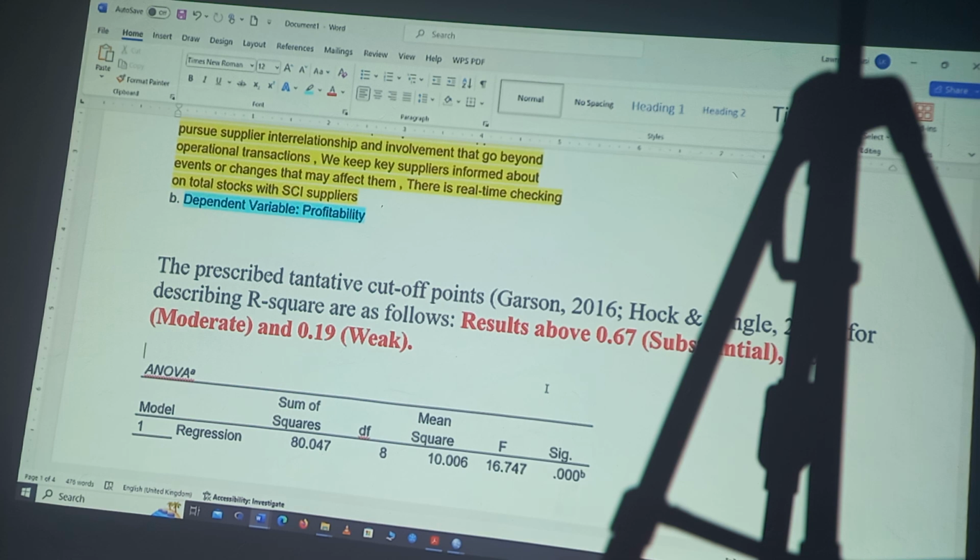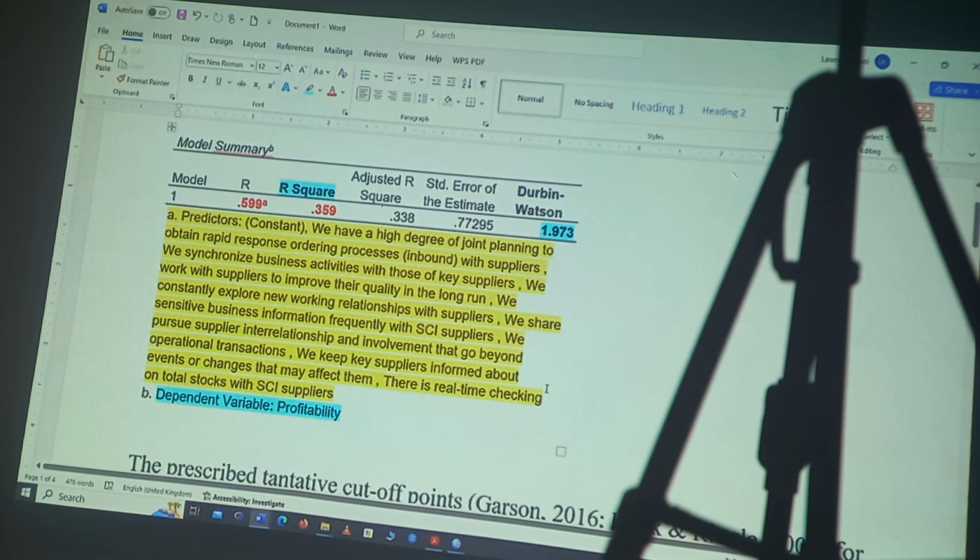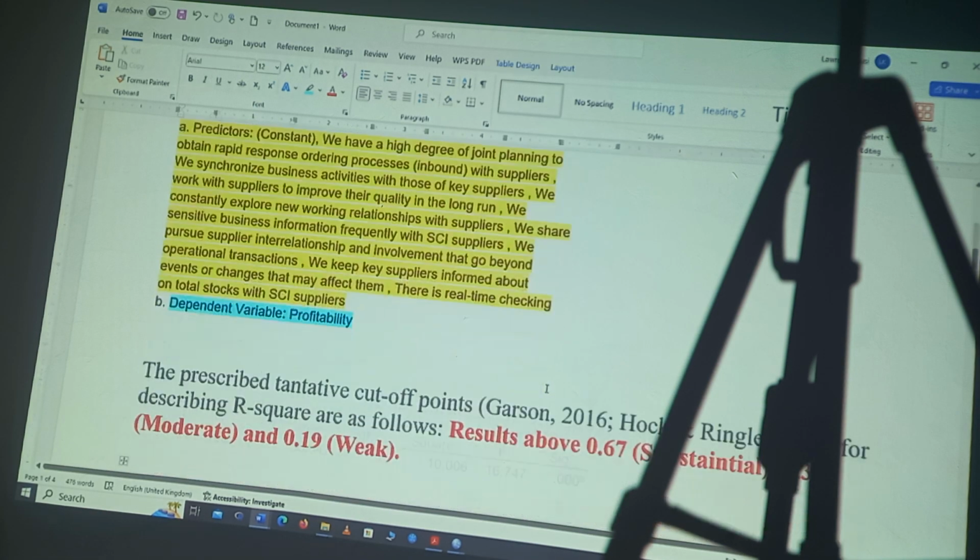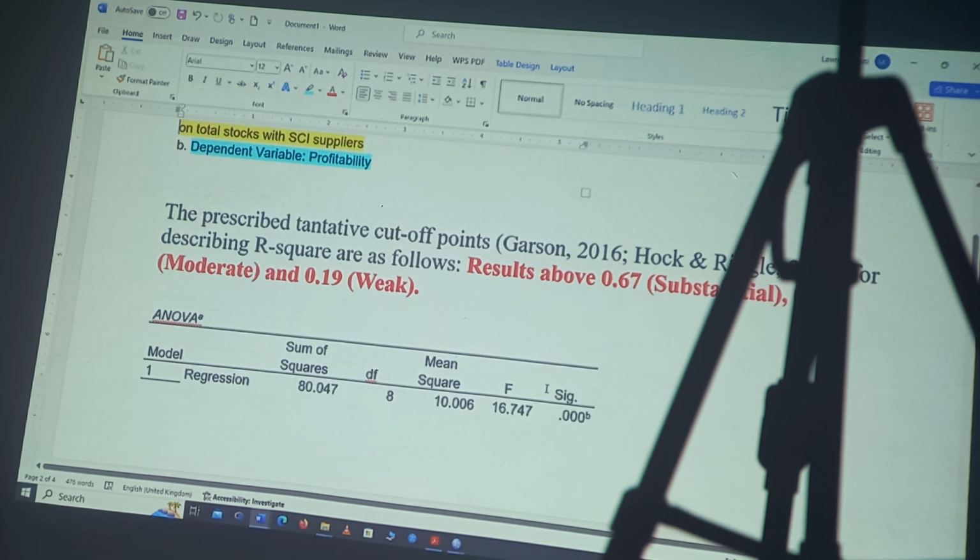So our own is moderate. We got 0.359. So 0.359 falls under moderate. So that change is what? Moderate. You get it?